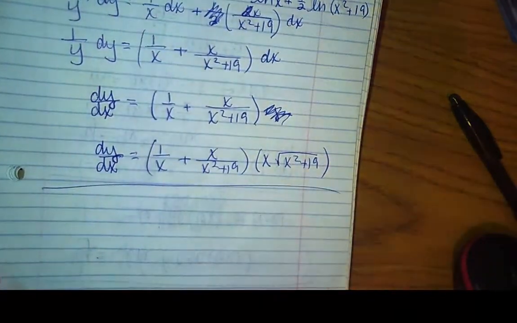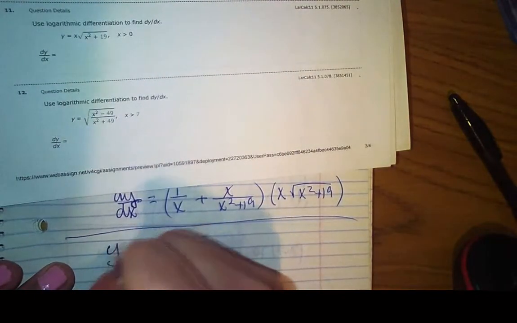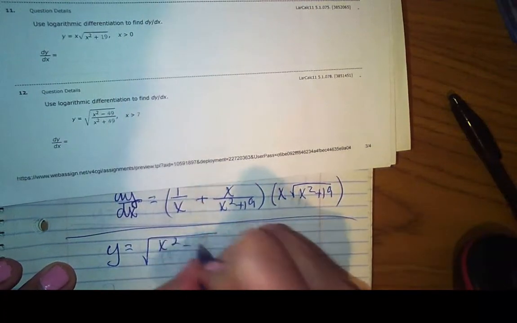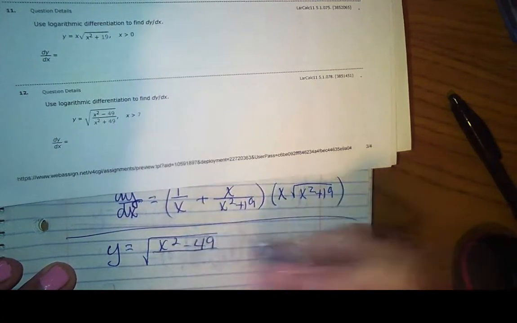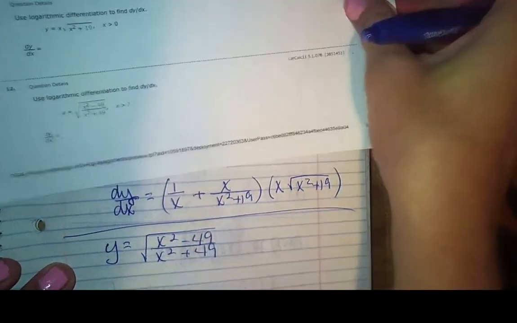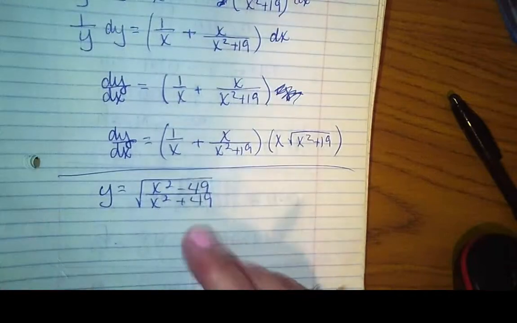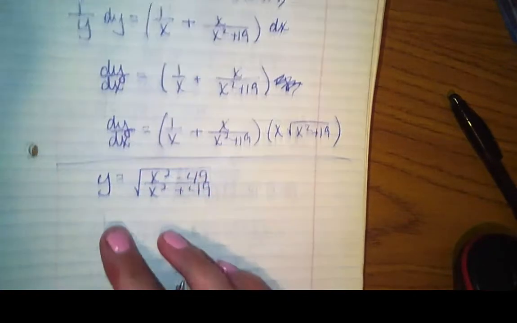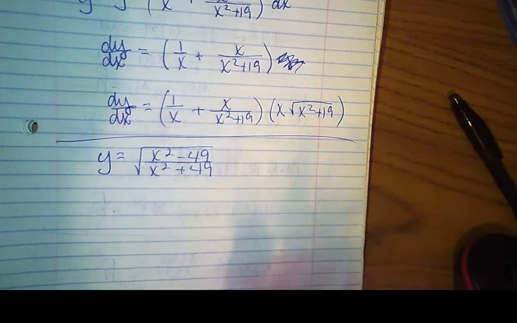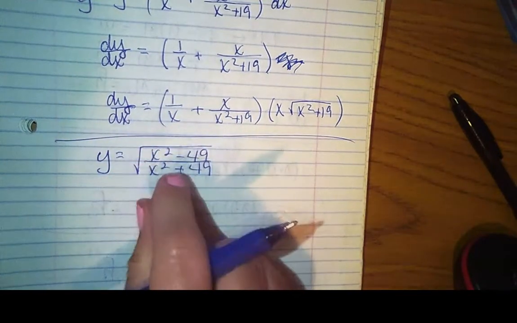All right, so let's try it again. What do we have? We have y equals the square root of x squared minus 49 over x squared plus 49. And I want to take a derivative. So again, this is nasty. This is going to require chain rule, quotient rule, all this kind of mess. So if we go into log world, I'll be able to separate this thing out.